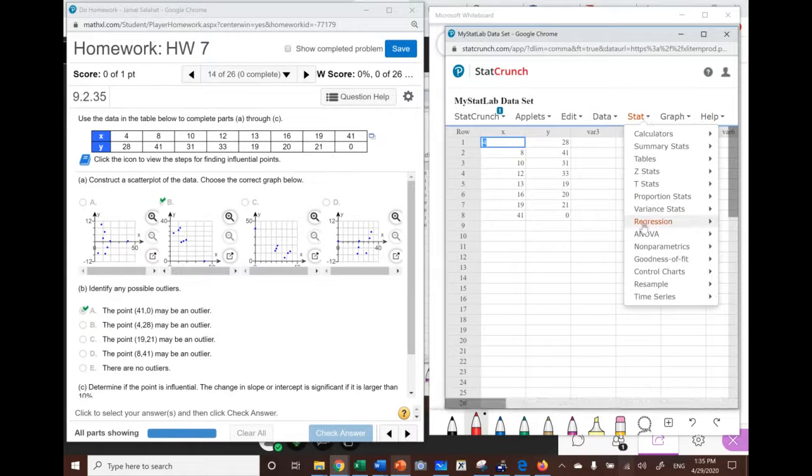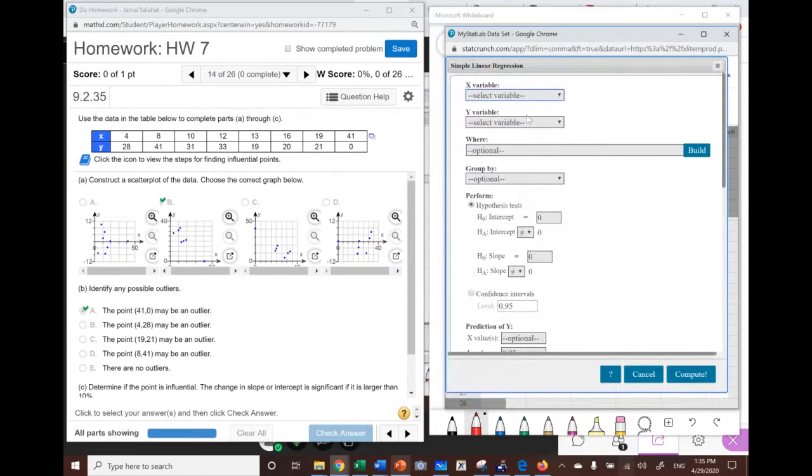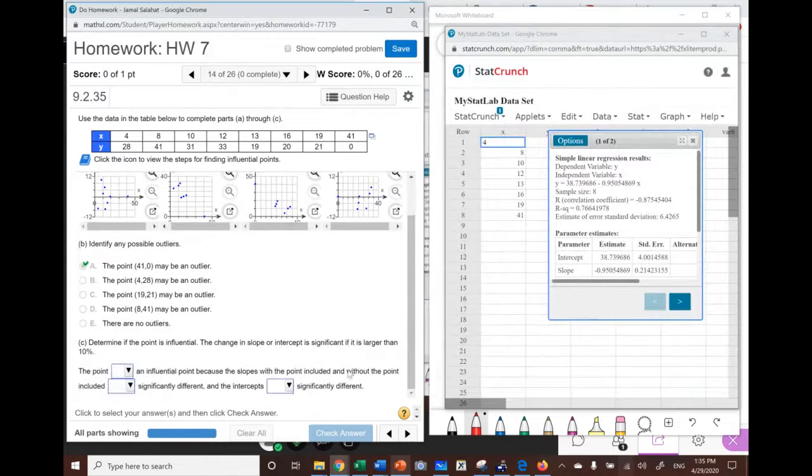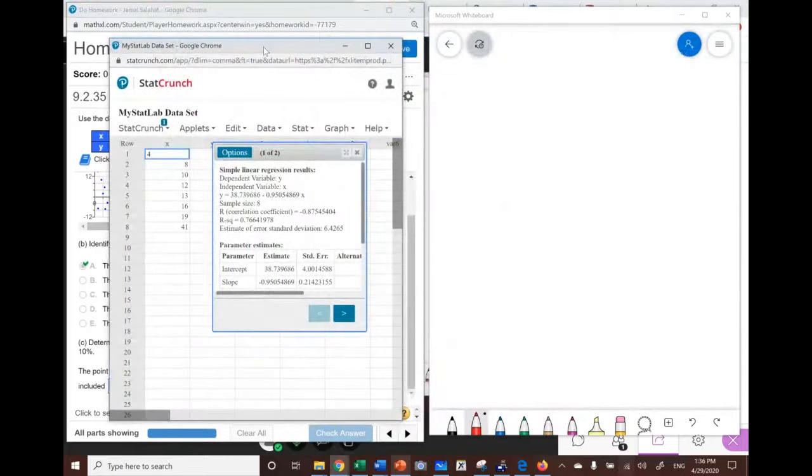Now, look at that here, and we're going to go Regression, Simple Linear, and we're going to choose X, and we're going to choose Y. And what makes it influential, the definition here says, if the change in slope and intercept is significant and larger than 10%. Let me tell you what they mean by that. Look at our slope here. Our slope, m, is equal to negative 0.95, and our intercept, b, is equal to 38.74.